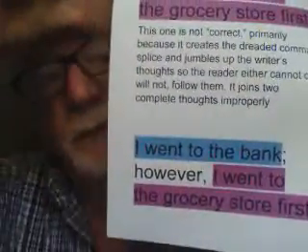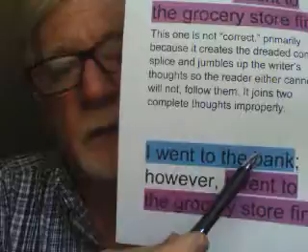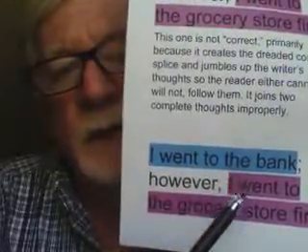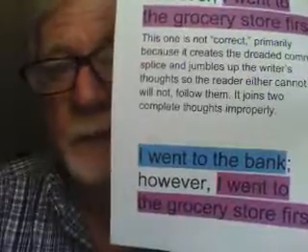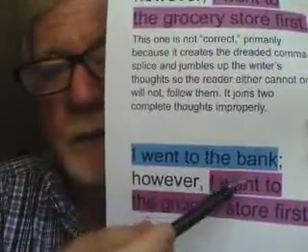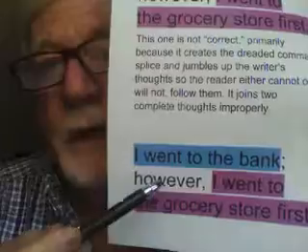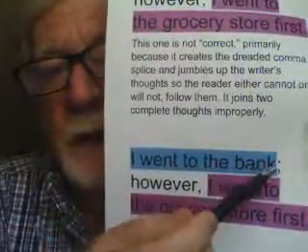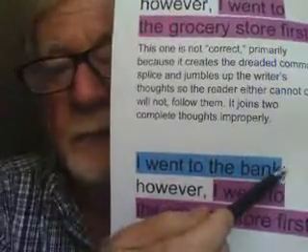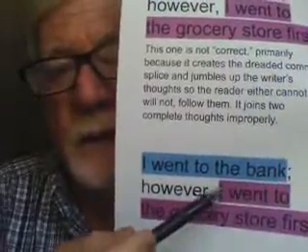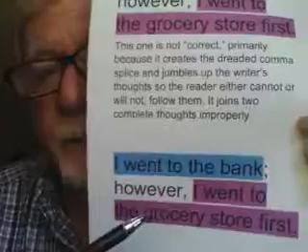Here is the same sentence done correctly. Again, notice 2 thoughts. I went to the bank. I went to the grocery store. 2 complete thoughts, 2 complete sentences, and so you've joined them with the conjunctive adverb however, but you've put a semicolon before it. I went to the bank, full stop, however, comma, I went to the grocery store first.